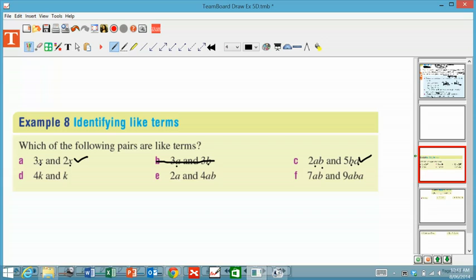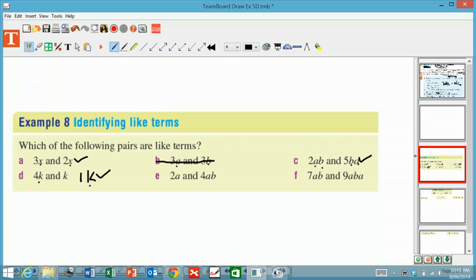4K and K. Now if you see a letter on its own, what's the number that goes in front of that one? What's the coefficient of K? Hopefully you said 1, so that is actually a 1K in there. Whoops, where did that go? Hang on, what have I done? Hang on, all right, now we're sorted. So are 4K and 1K like terms? Well, that's got a K and that's got a K, so yes, they are like terms.